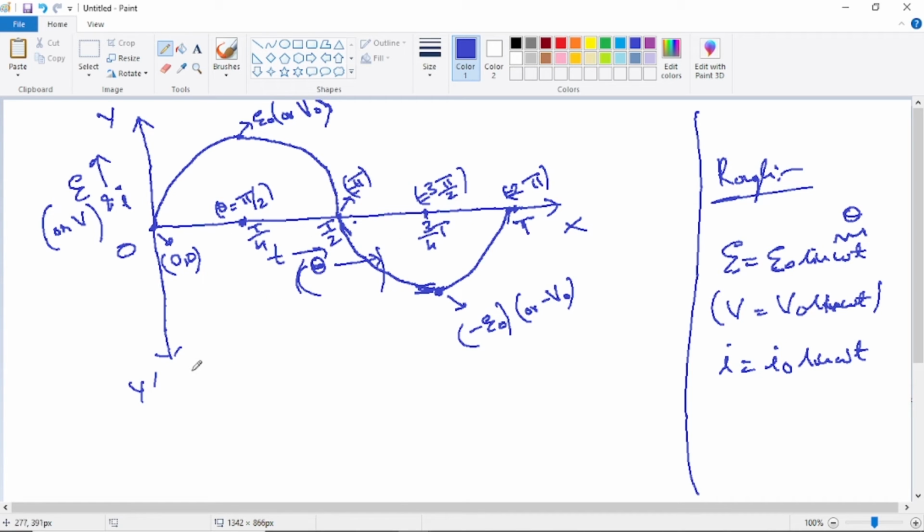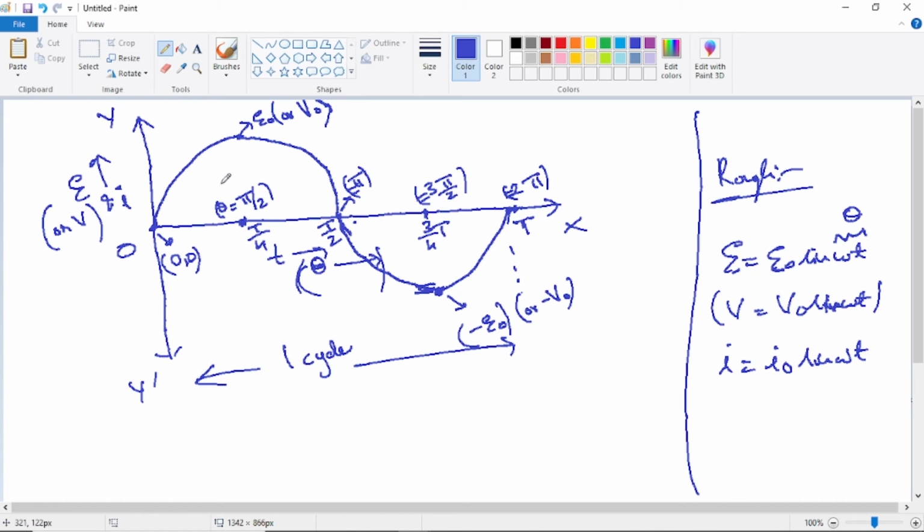This is called one full cycle. One full rotation is called one cycle. The first half of the cycle is called the positive half cycle, and the second half of the cycle is called the negative half cycle. In the positive half cycle, current flows in one direction, say clockwise. In the negative half cycle, the current flows in the anti-clockwise direction. So that's the importance of this graph.